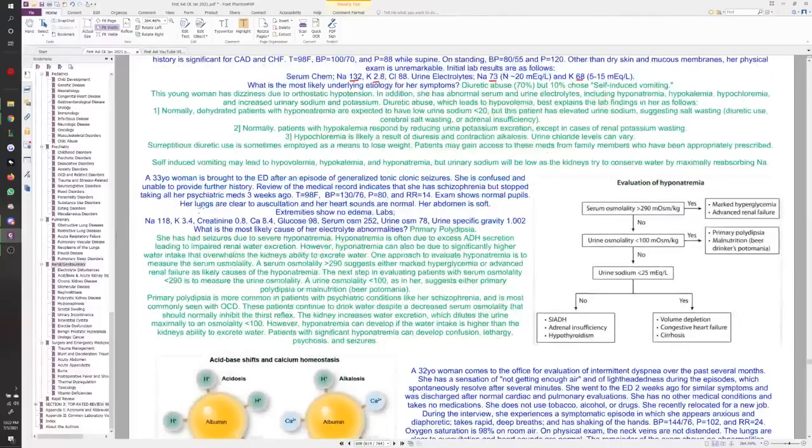Right? In this question here, 33-year-old woman brought to the ED after an episode of generalized tonic-clonic seizures. She's confused and unable to provide further history. Review of the medical records indicates that she has schizophrenia, right? So she's got some kind of psychosis. But she stopped taking all her psych medications 3 weeks ago because of whatever. Pupils are normal, lungs are fine, abdomen is okay.